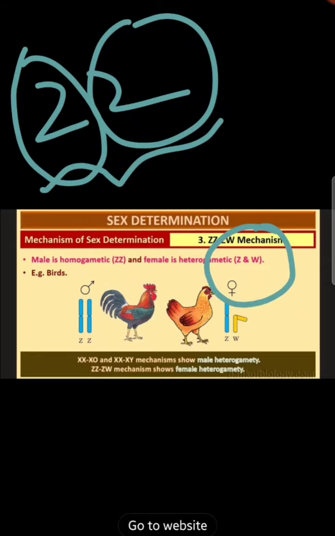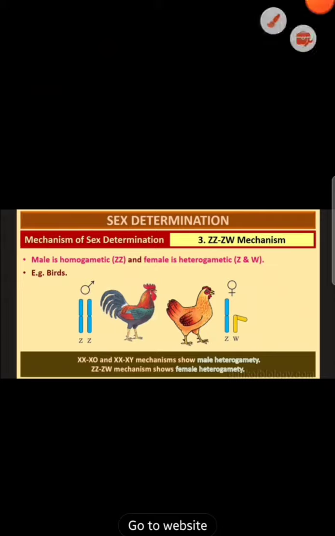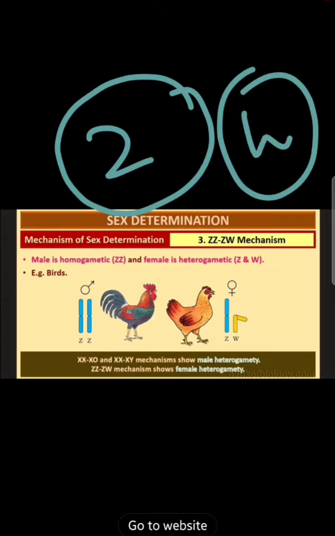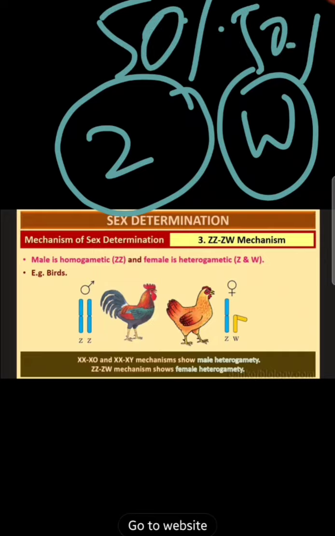And female is heterogametic because she will produce 50% of the eggs with the Z chromosome, 50% of the eggs with the W chromosome. So here ZW we are denoting just to differentiate. Okay, so here you can see that there is an entirely different mechanism seen in the case of birds. So that is why we have taken different letters here.